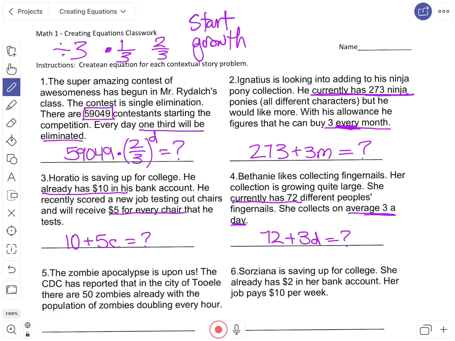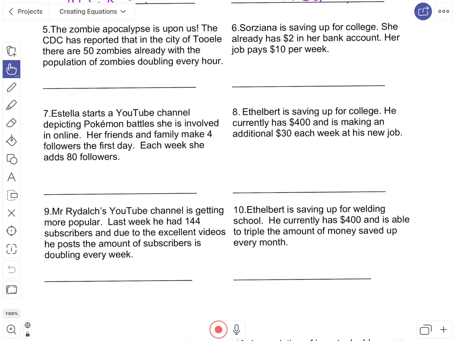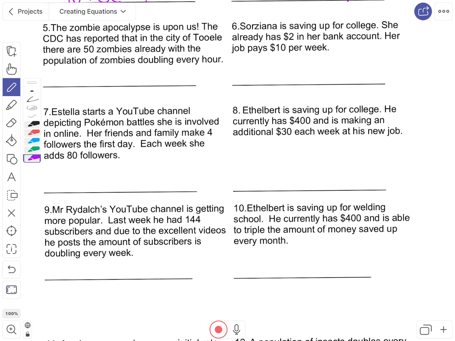Okay. All right, number 5. Let's scooch this like this. Okay. Let's change color for a bit.